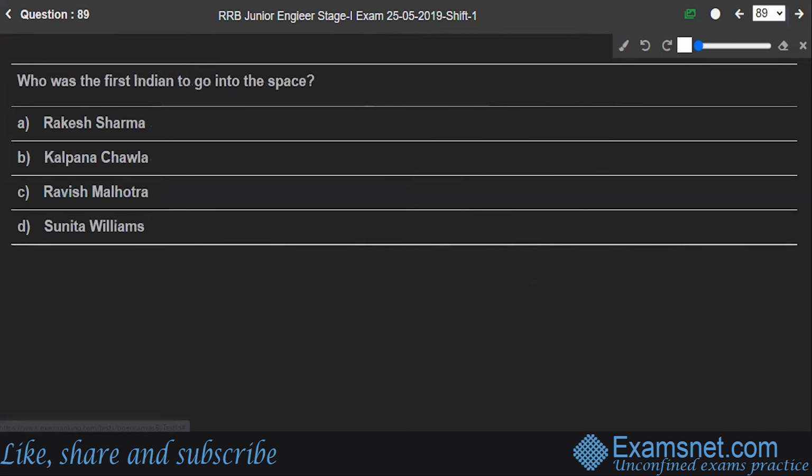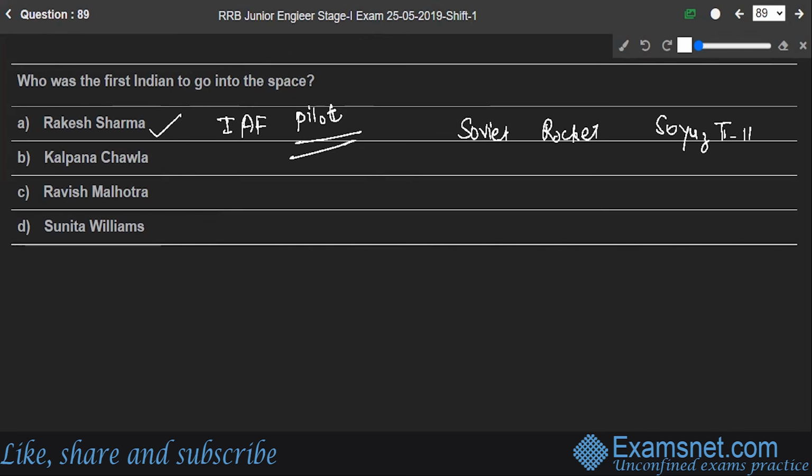Hope you understood this. Next is question number 89. Who was the first Indian to go into space? Rakesh Sharma, Kalpana Chawla, Ravish Malhotra, or Sunita Williams? The right answer to the question is Rakesh Sharma. He was an IAF pilot and the first Indian to travel in space. He flew aboard the Soviet rocket Soyuz T-11 in 1984.